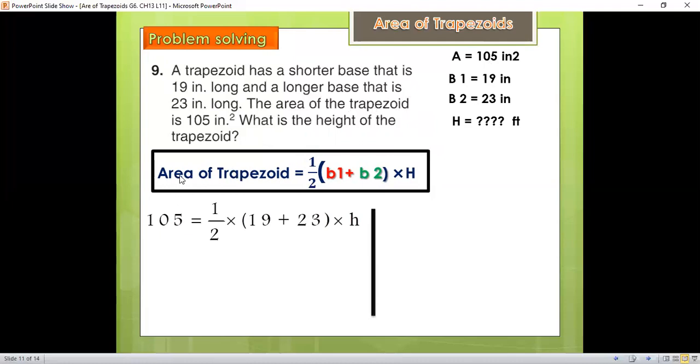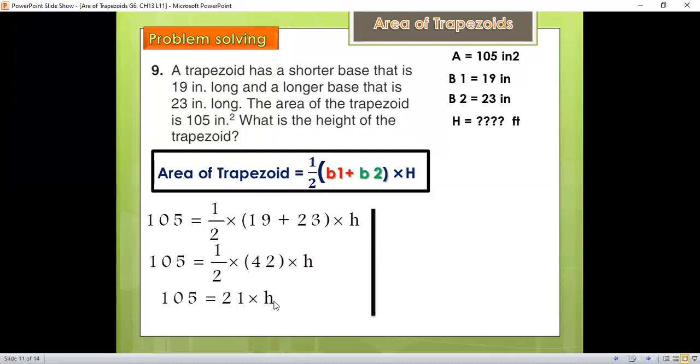Then we substitute the area by 105, and the half will be the same. Multiply base 1 substituted by 19 and base 2 substituted by 23, but the height stays the same because we need to calculate it. Calculate 19 plus 23 first. Then 105 equals half multiply 19 plus 23, which is 42, multiply height. Then half of 42 is 21. Then 105 equals 21 multiply height.